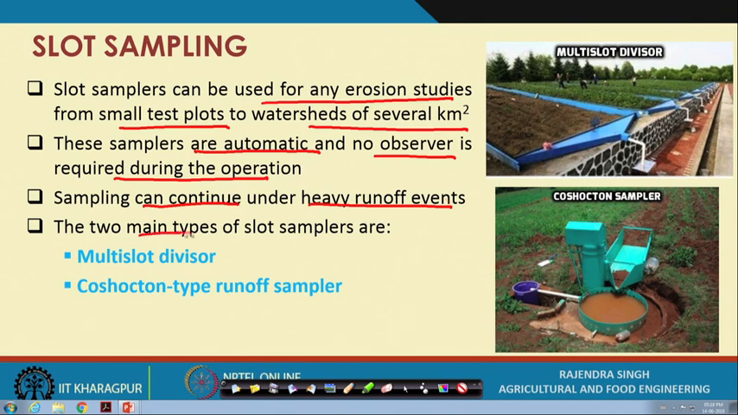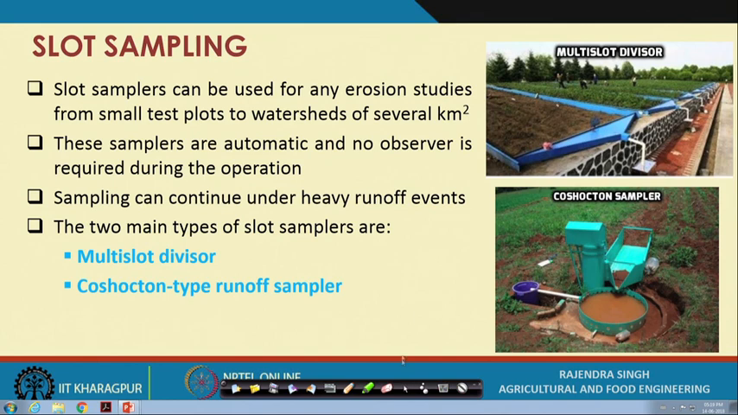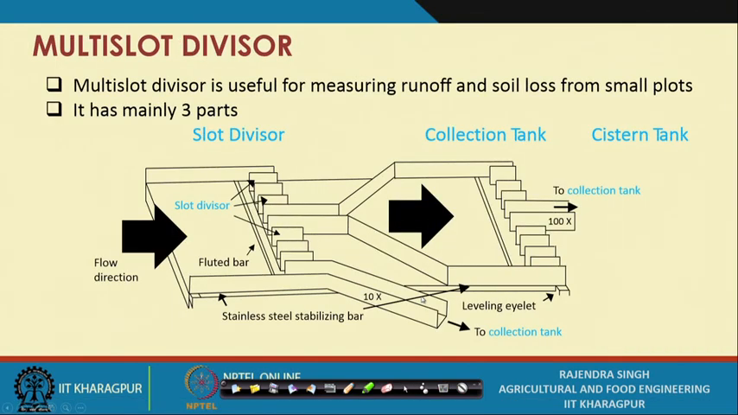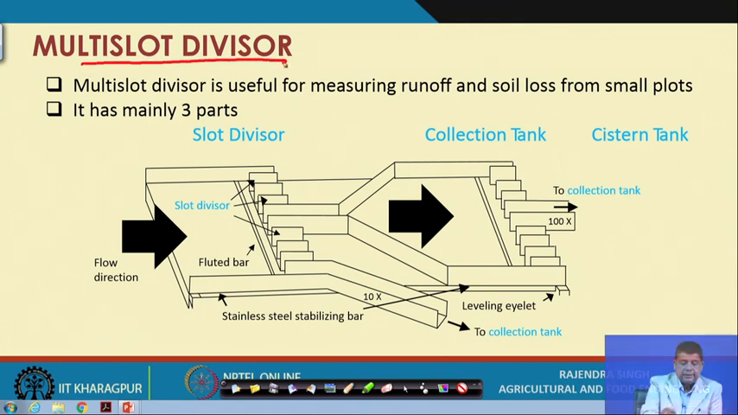The two main types of slot samplers are the multi-slot divisor and the Coshocton type of runoff sampler. These are the two major runoff samplers which are used in this case. So, let us talk about the first kind of slot sampler, that is the multi-slot divisor.